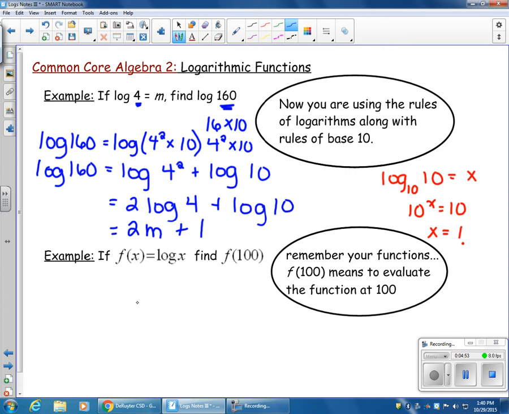For the next problem, f of x equals log of x, find f of 100. So this goes back to your function notation that you learned in 9th grade. Find f of 100 simply means plug in 100 for x and tell us what y is or what f of x is. It's your input value. Put that number in and give me the answer. So f of 100 is log of 100.